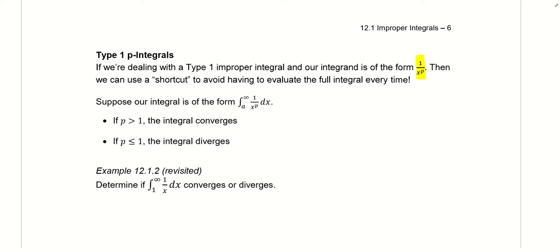So let's say our integral is of the form where we're integrating from a to infinity, 1 over x to the p. If p, our exponent, is greater than 1, the integral will converge. If that exponent p is less than or equal to 1, the integral will diverge. And so if we recognize that our integrand is of this form, we can actually use this p-integral information to determine if it diverges or converges without having to do any work.